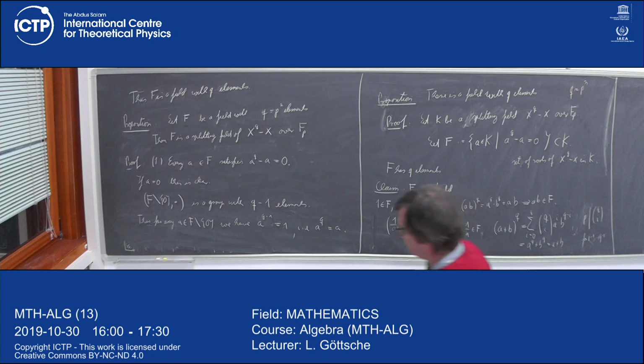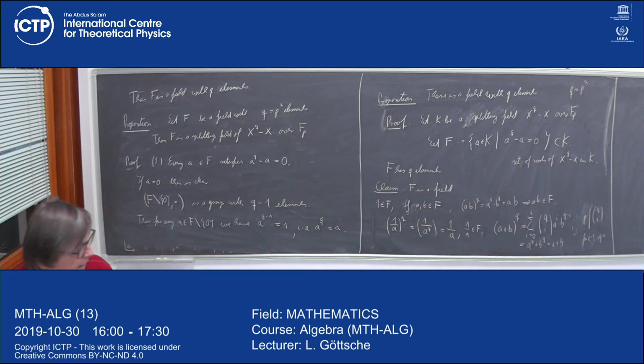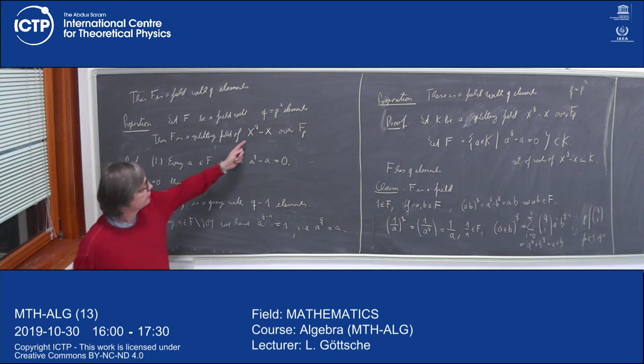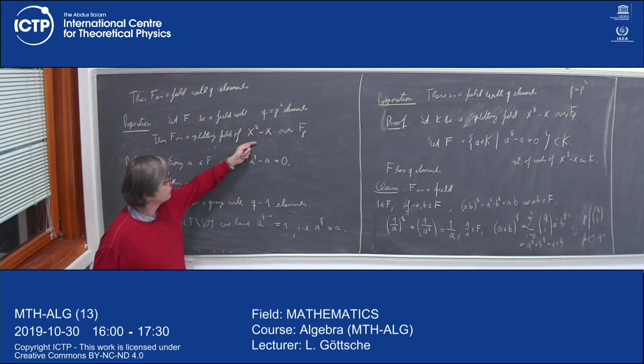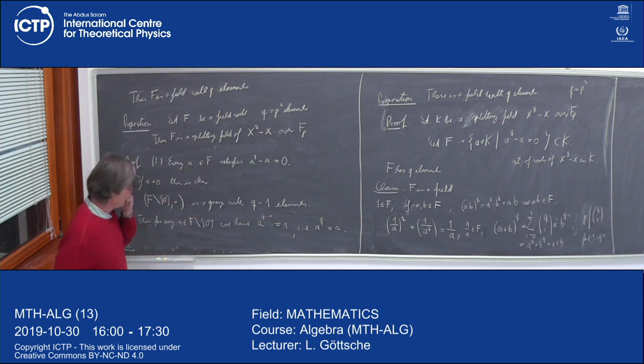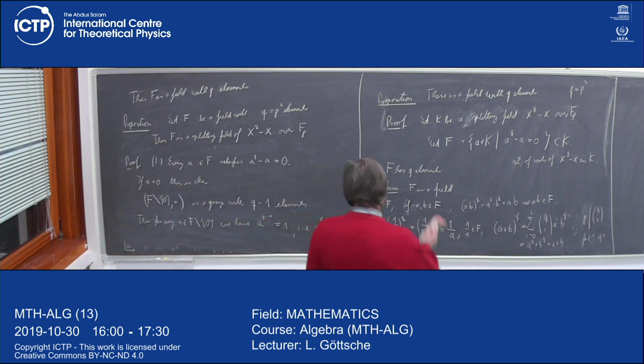Now this polynomial x to the q minus x has degree q. So it can have at most q solutions in our field F. On the other hand, we know that this polynomial has no multiple roots, so it has precisely q roots in F.